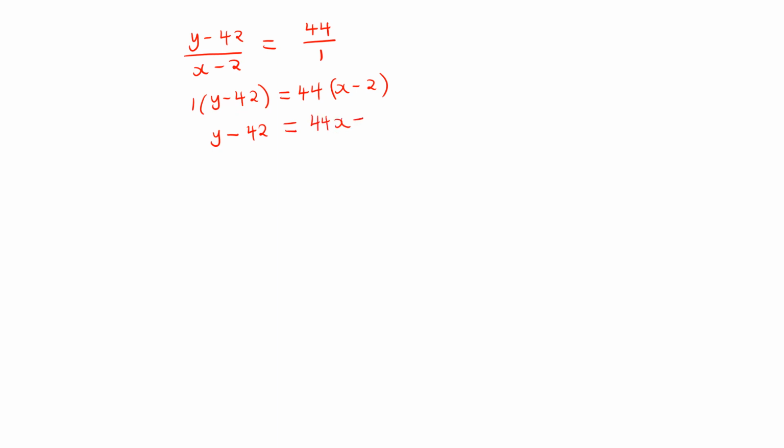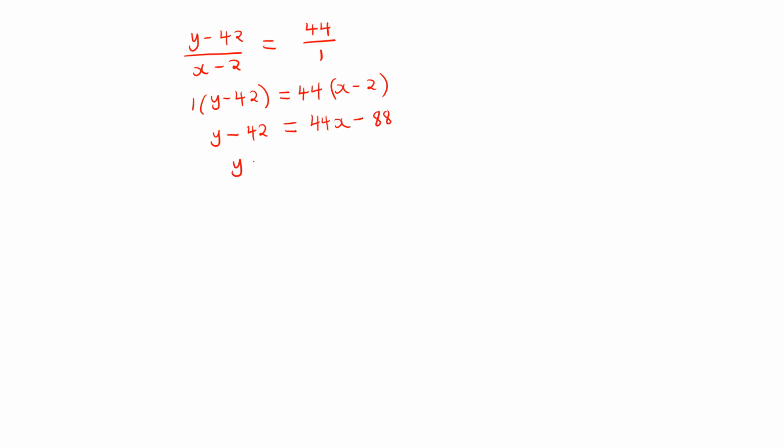We shall go ahead and simplify. So we have y minus 42 divided by x minus 2 should give us a gradient of 44. So we shall put this over 1 and we cross multiply. That is, 1 multiplied by y minus 42 is equal to 44 multiplied by x minus 2. 1 by y gives us y. 1 by 42 gives us 42. 44 by x gives us 44x. And 44 by 2 gives us 88.